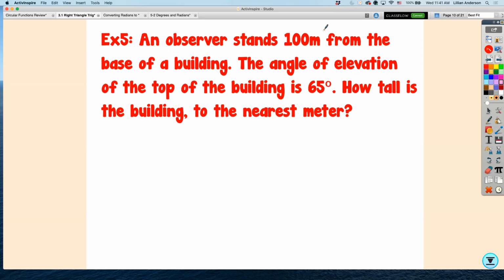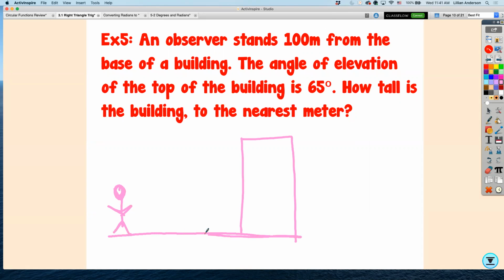An observer stands 100 meters from the base of a building. So I probably need an observer and a building, right? And both the observer and the building are on the same ground, right? All right. Now it says the angle of elevation to the top of the building is 65 degrees. Now, it didn't say from the person's eye or anything like that, so we can make the assumption that it's coming from the ground level.